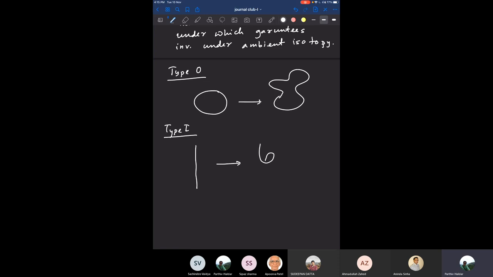So this can be like this. Or, so this is one possibility, and the other possibility is, so there are two possibilities. So either you can deform it in this way or that way. So this is what is usually called putting a twist in the strand.